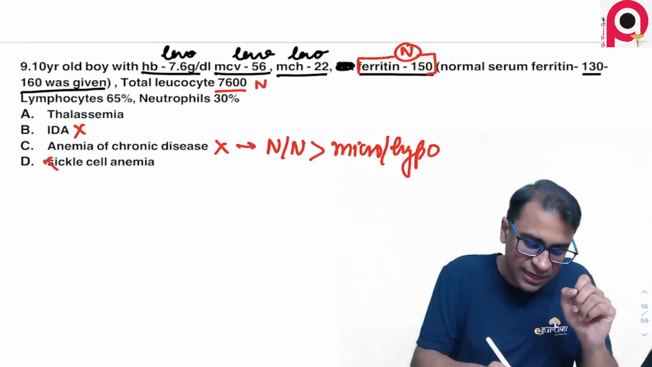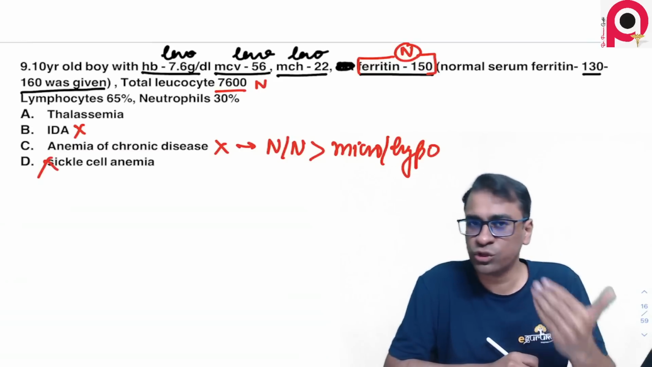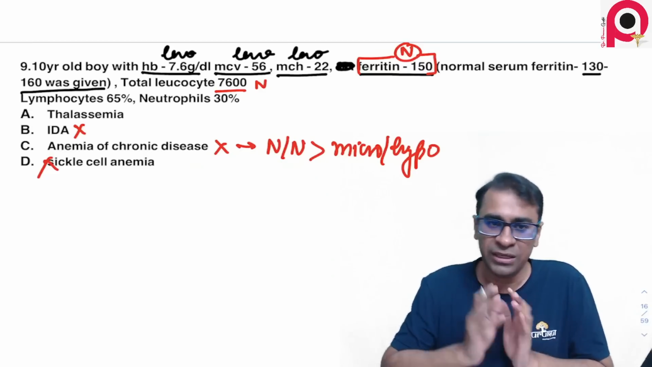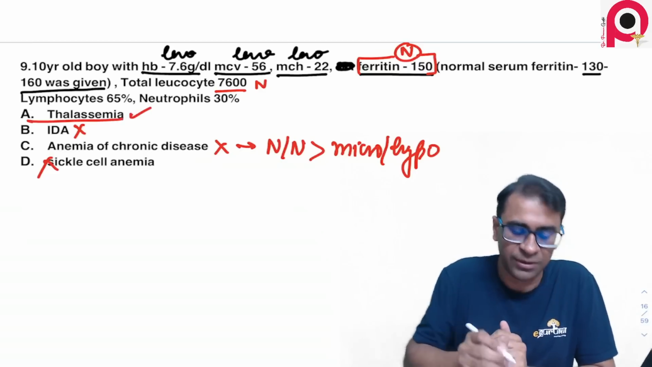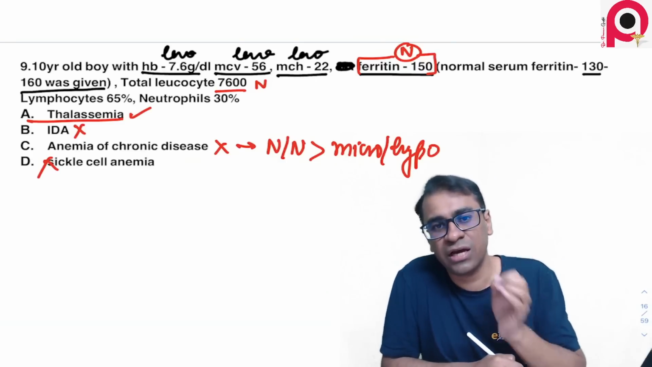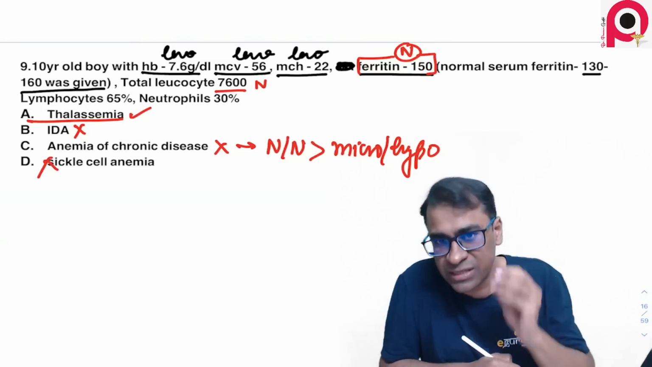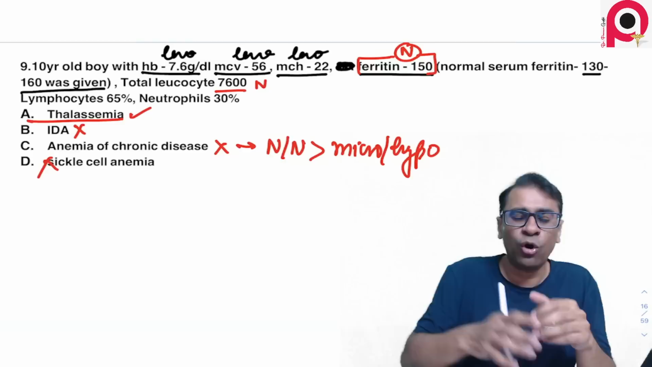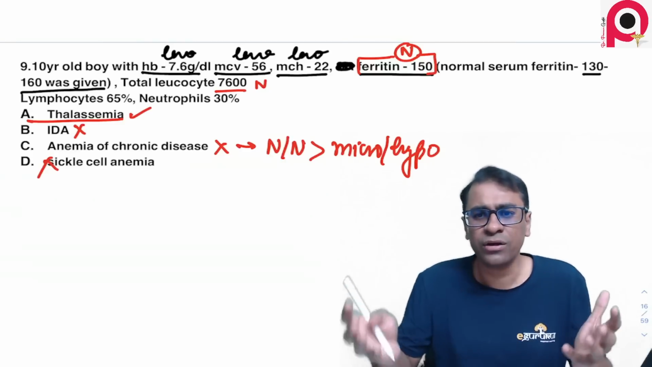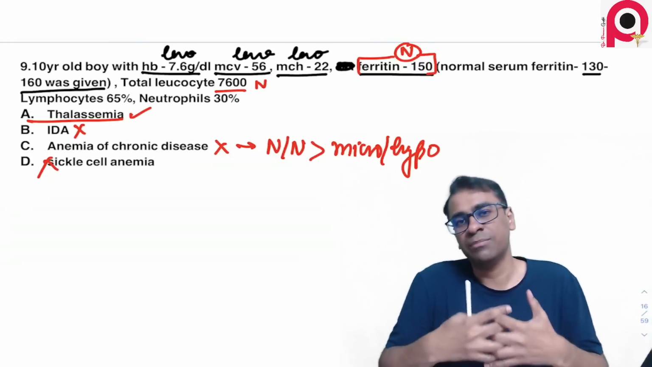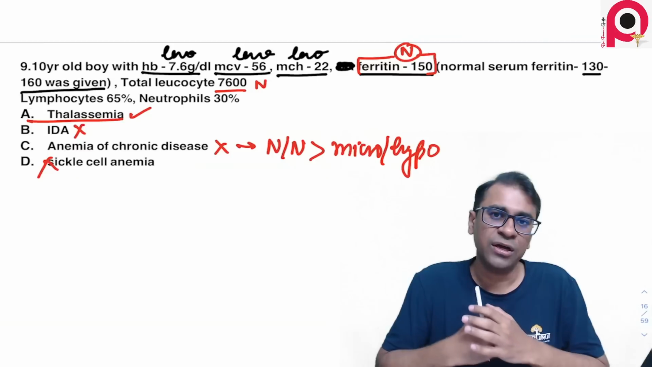Now, sickle cell anemia I also don't believe, because it is not showing any sickling or any such clinical features of sickling. So according to me, the answer should go as thalassemia, because thalassemia will show you such a low hemoglobin, such a low MCV, such a low MCH, and ferritin may be normal or may sometimes increase, but it doesn't matter a lot, because ferritin value may increase because of more absorption from the GIT, because the person is actually having such an anemia.